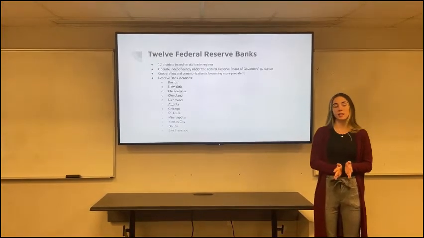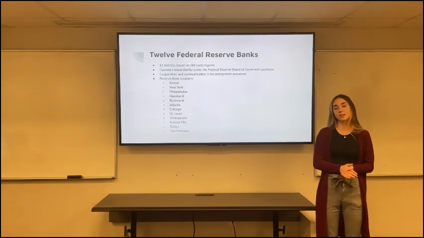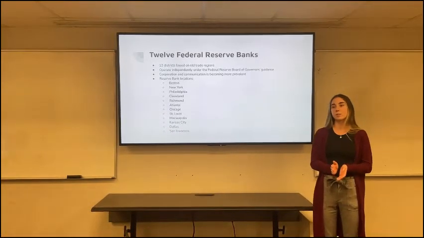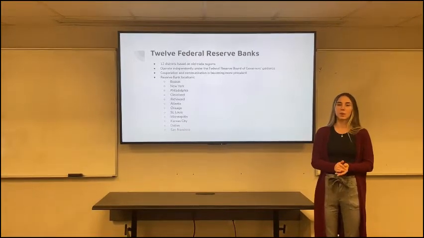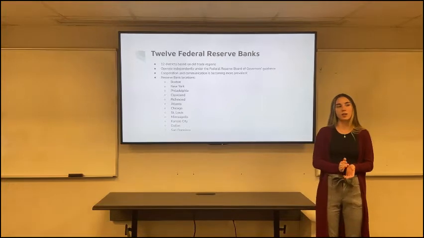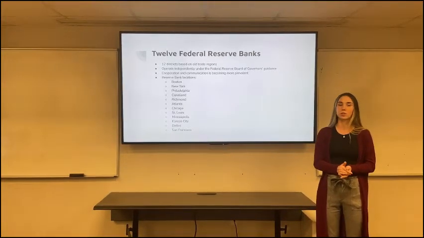The next part of the Federal Reserve System we're going to talk about is the 12 Federal Reserve Banks. So the districting for these banks is a little bit odd when you look at it on a map. And that is because the way that the country drew out the districts was based on the trade regions when the Federal Reserve was initially created.